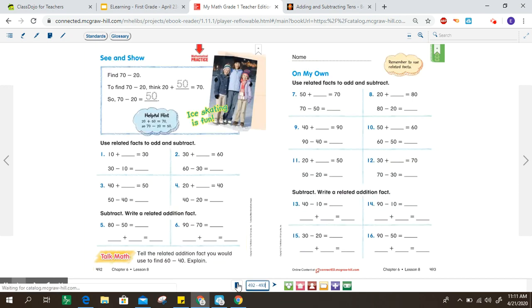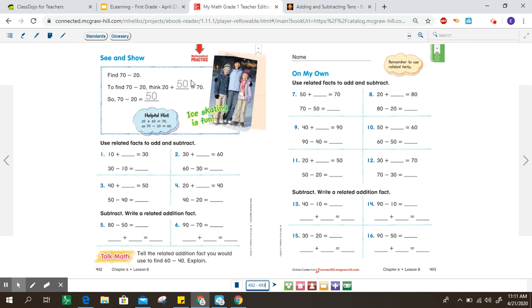So now when you go to the next page, see and show. Find 70 minus 20. To find 70 minus 20, use that related addition. Think. 20 plus 50 is 70. So if I know that, then I know the subtraction. So 70 minus 20 would also equal 50. It is a helpful hint.